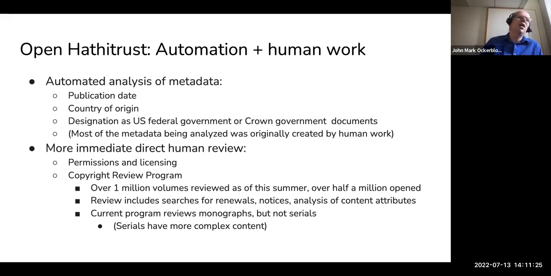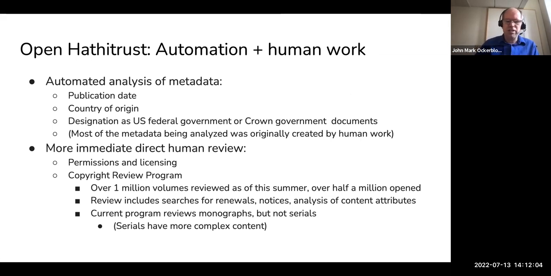But one other important source, especially of material after 1926, that's now available in HathiTrust is the Copyright Review Program. And that's something that many of you or many of your libraries have participated in over time, reviewing copyright through the Copyright Review Management System. And you've been extremely productive. As of this summer, I saw an announcement that over 1 million volumes have now been reviewed, and over 500,000 volumes have been opened thanks to the work of people in this program. The reviews at this point are largely concentrating on books and monographs, not serials.